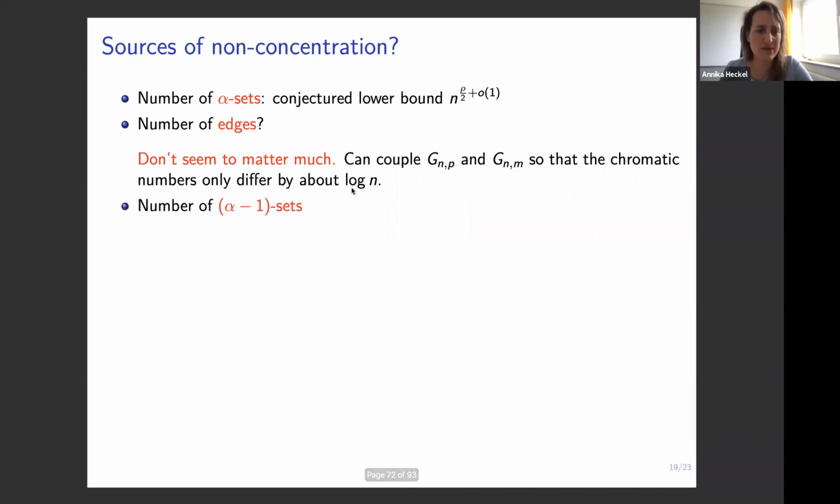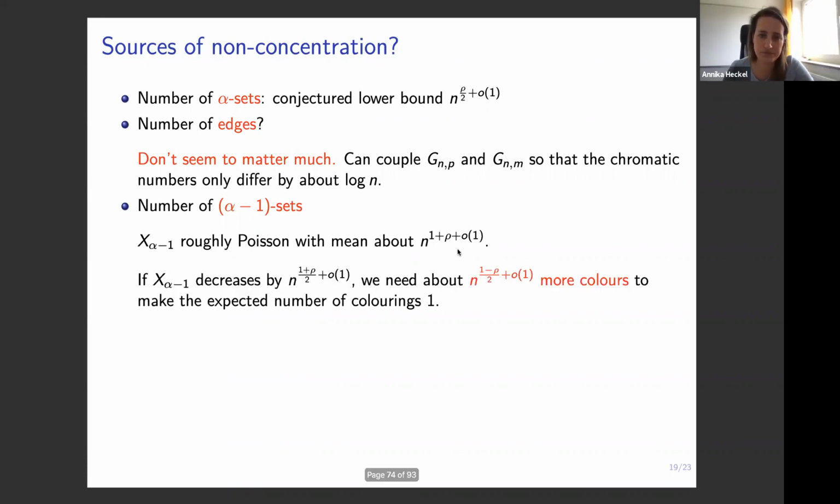So that does not seem to be an important source of variation. Now, what does seem to matter is the number of alpha minus 1 sets. So the number of alpha minus 1 sets is still roughly Poisson, but the expectation is slightly larger. The expectation is now about n to the 1 plus rho times some log factor. So this varies by about n to the (1 plus rho) over 2.